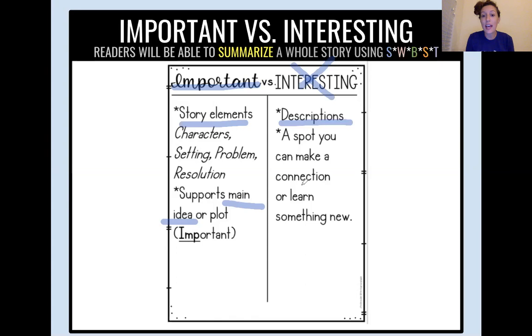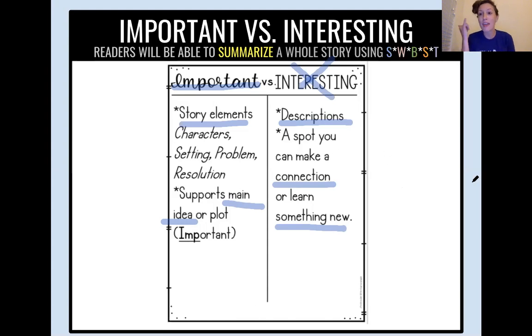You also might be excited when you make a connection or learn something new. For many of us, this was the first time learning about Jackson Pollock. However, you don't need to include that in your summary, because even though it's something new for you, it's not important enough for someone else to know that. Somebody else might already know about Jackson Pollock, but we don't need to know that this is new information for you in order for you to summarize.